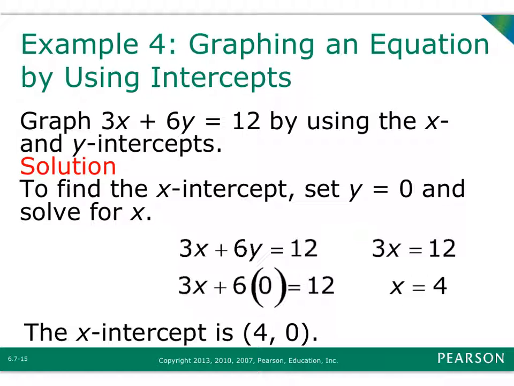To find the x-intercept, we set y equal to 0 and solve for x. Here's our original equation. And now we'll put in 0 for y. We get 3x plus 6 times 0 is equal to 12. Now you know that the 6 term goes away, and we're left with 3x is equal to 12. So when we divide both sides by 3, we get x is equal to 4. The x-intercept is 4, 0.